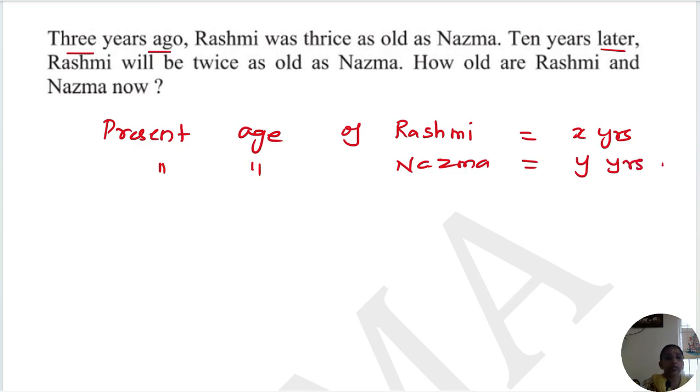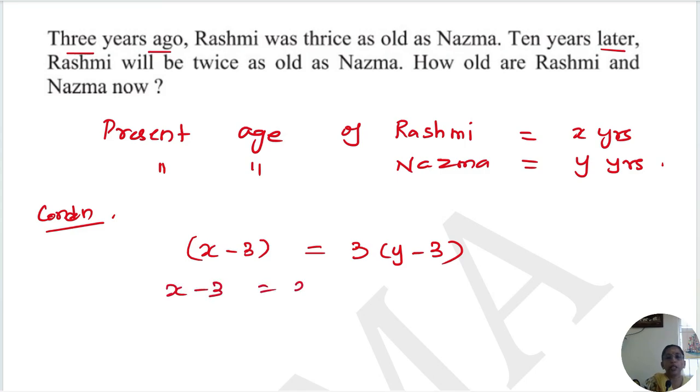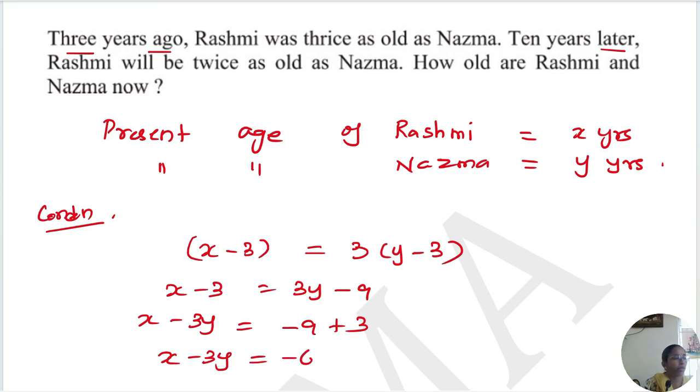Now according to the first condition, 3 years ago, Rashmi was thrice as old as Nazma. So 3 years ago, x minus 3, and thrice, so 3 times y minus 3. Adjusting, x minus 3 equals 3y minus 9. So x minus 3y is equal to minus 9 plus 3. So x minus 3y is equal to minus 6. This is our first equation.